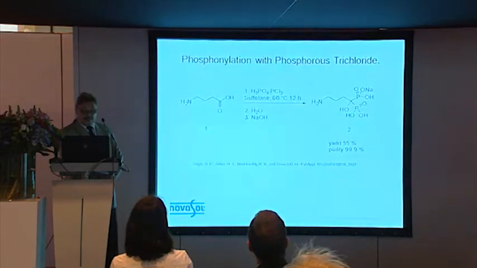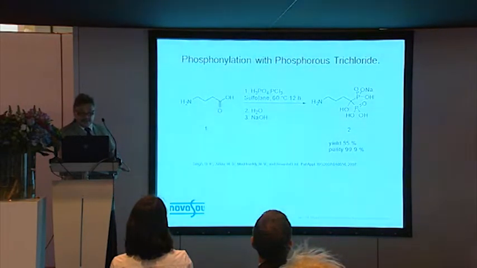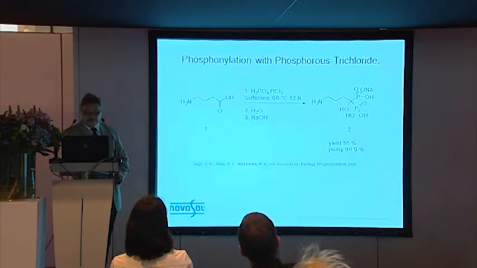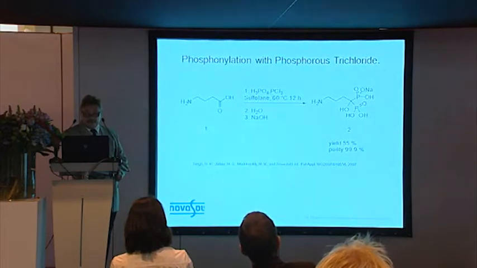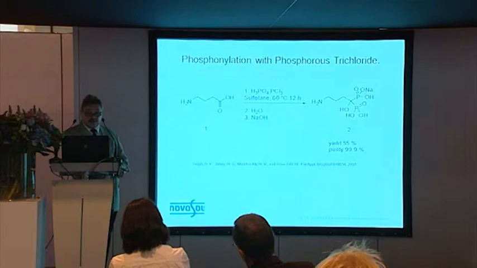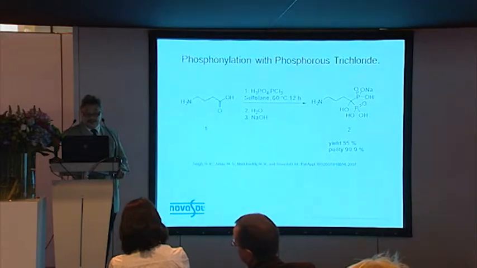Also, phosphonylation with phosphorus trichloride has been reported to form the phosphonate of aminobutyric acid. The reaction is run at 60 degrees for 12 hours, and after workup, they got an isolated yield of 55%, and the purity was 99.9. The authors claim this to be the best solvent of all solvents due to the stability of the solvent.